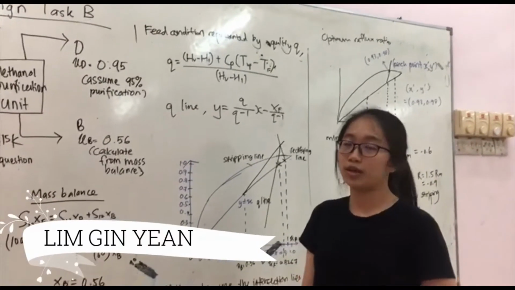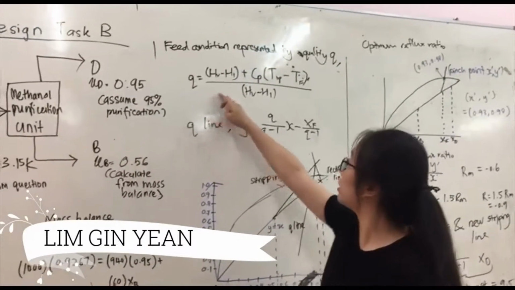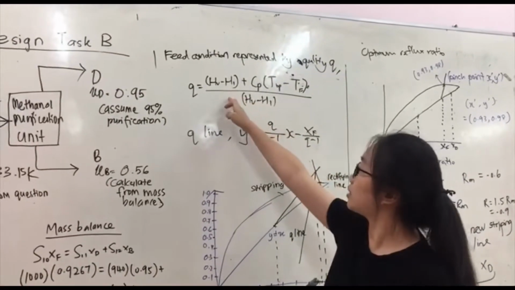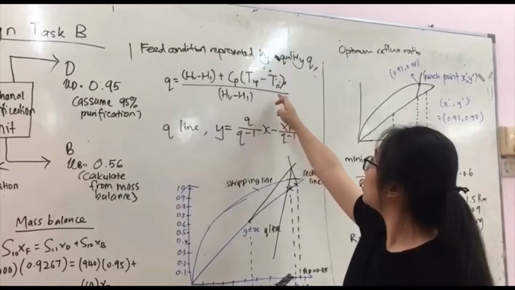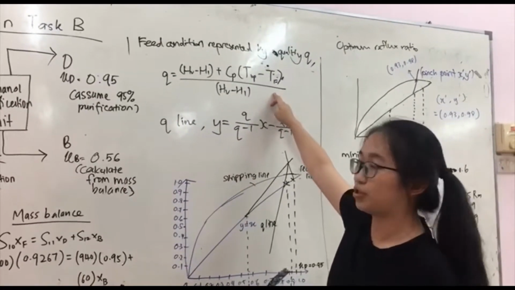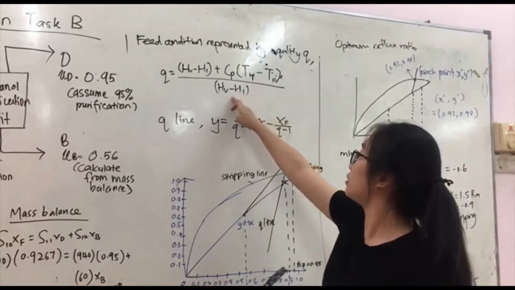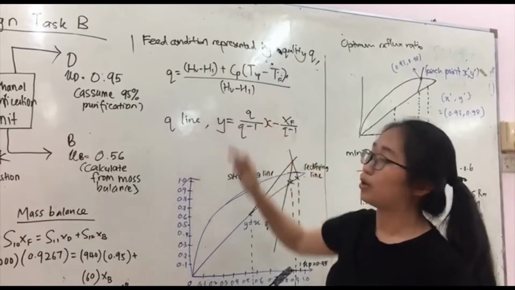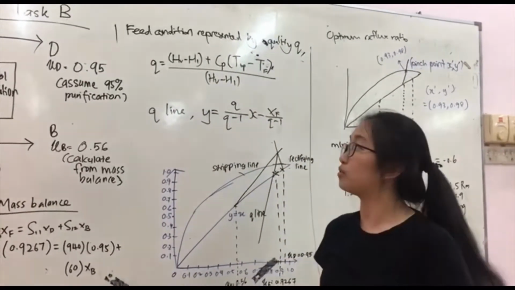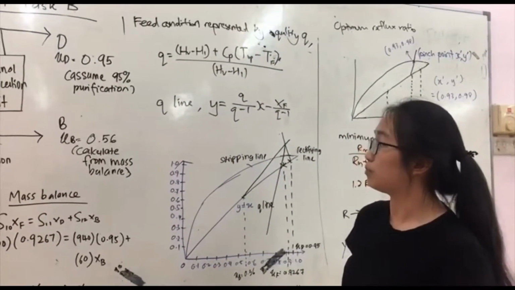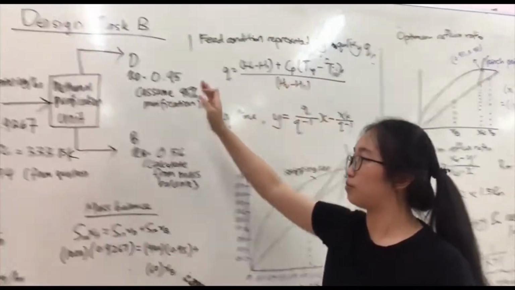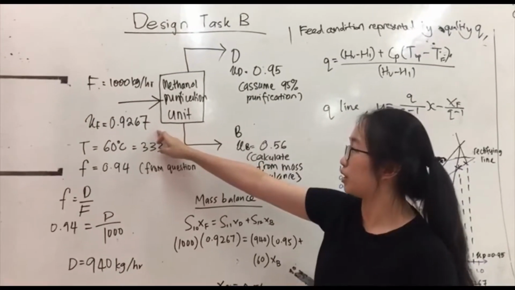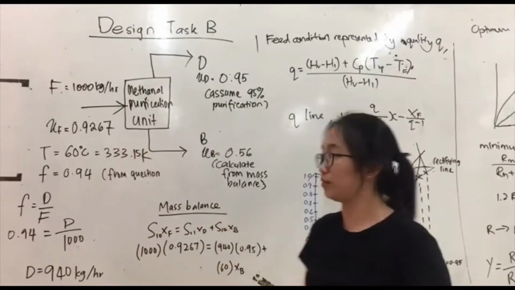To obtain the Q, we need to calculate Q using this formula, where this is the latent heat, specific heat capacity, boiling point temperature, and the temperature of the pinch, which is 60 degrees Celsius, and this is also the latent heat. We obtain the latent heat of ethanol and water from the table, and then we multiply everything here with the mole composition of ethanol and water, which is 0.9267 and 0.07.